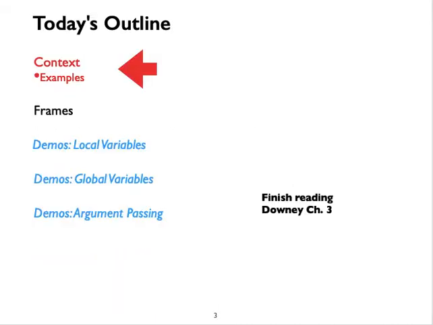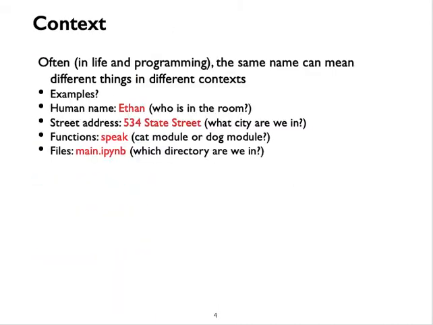Let's start first by talking about some context for all this. What does it mean to talk about the scope of something, or the scope of a variable? Well, a variable is a name for a value that's stored in memory. So a lot of times in life, a name can mean different things in different contexts. So for instance, if I'm referring to somebody named Ethan, which Ethan am I referring to? Or if I'm referring to a certain street address, that might make a lot of sense in a certain city, but will it make sense in some other city?